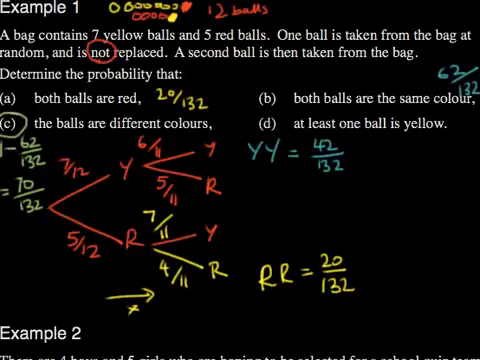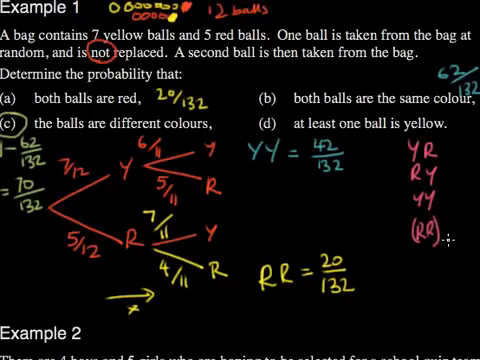And the answer to D, the probability at least one ball is yellow. That could be a yellow and a red, or it could be a red and a yellow, or it could be a yellow and a yellow. Now remember that there are only 4 possibilities. There is also the red and the red, which I'm not including.